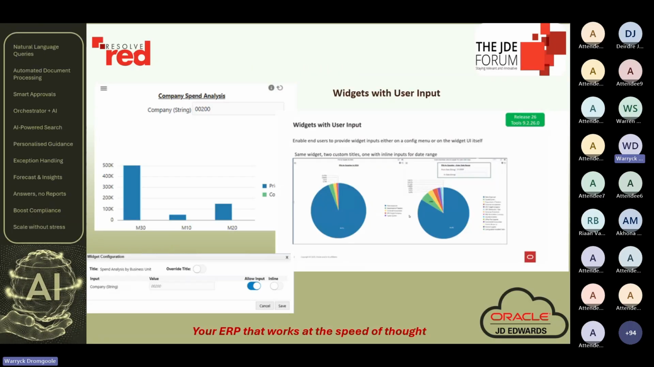Okay, then moving on. Another feature is widgets. From a single widget, you can now enable user input. So there's no longer a need to have multiple widgets with every possible combination. If you want to look at your company spend for an individual company, you now have the ability to input the company number. So I want to look at company 200, I would input that. And if another user wanted to look at company 100, they could then input company 100 in the same widget. So that's quite a nice feature.